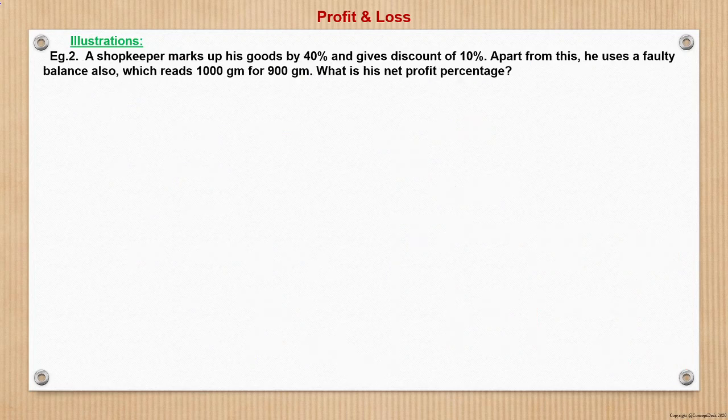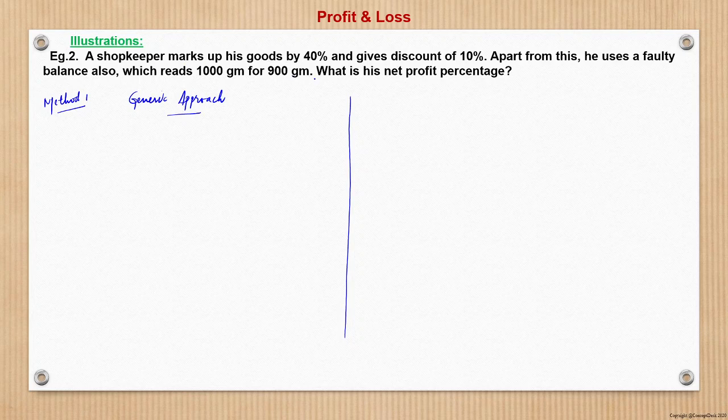Now let us move to question number 2, which reads that a shopkeeper marks up his goods by 40% and gives a discount of 10%. Apart from this, he uses a false balance also, which reads 1000 gram for 900 grams. What is the net percentage profit? So I will solve this question with two methods. One is a generic approach. Here, see what happens.